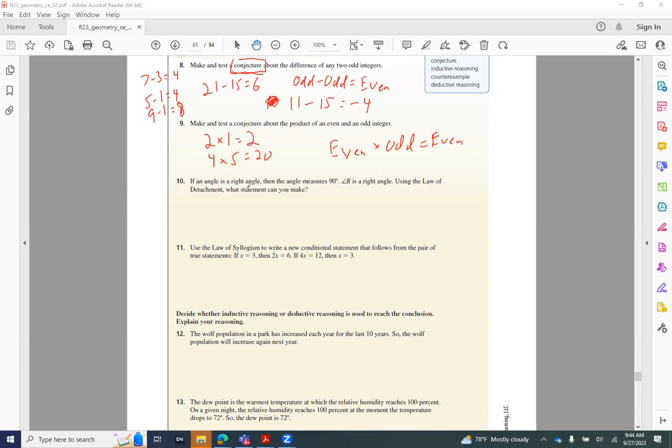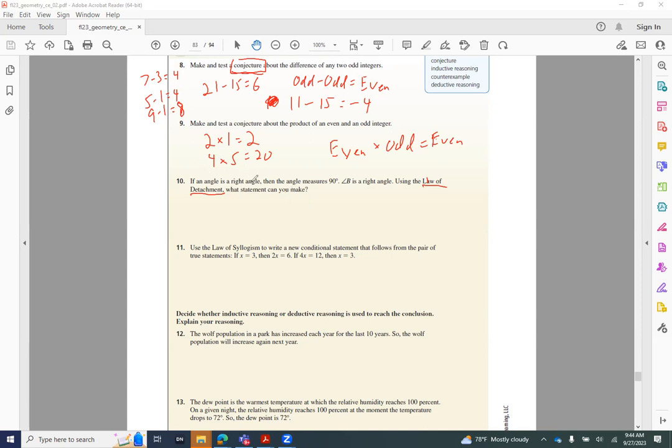And again, if you want to be more specific, you could say even integer and odd integer gives us an even integer. All right, number 10. This one is using law of detachment. Now, I know we didn't go over law of detachment, but it's not going to be on the test. However, if they gave you something like this, it's not a hard question to reach a conclusion about.